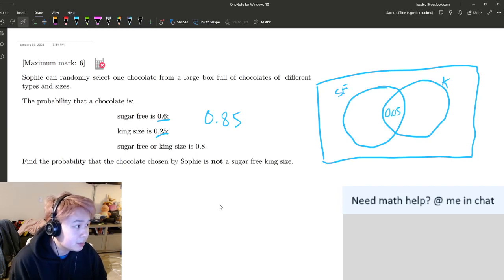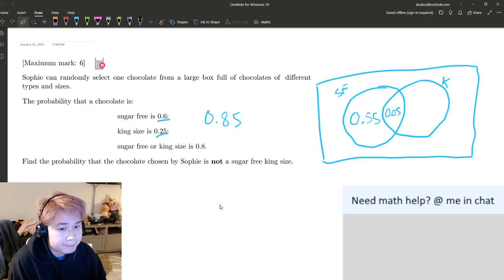And then from there, we can calculate the probabilities in each of these parts of the diagram. We know sugar-free is 0.6, so that's 0.55. And king size is 0.25, so over here is just 0.2.